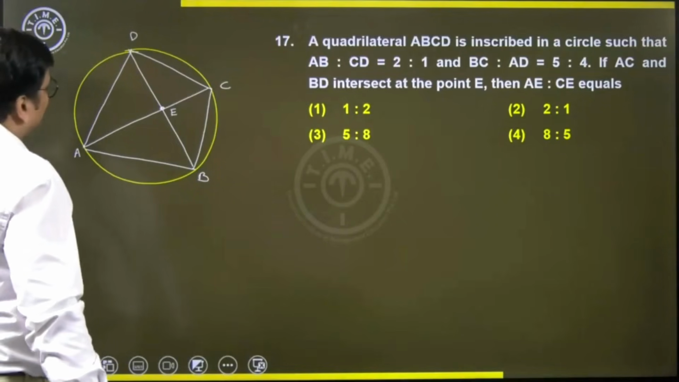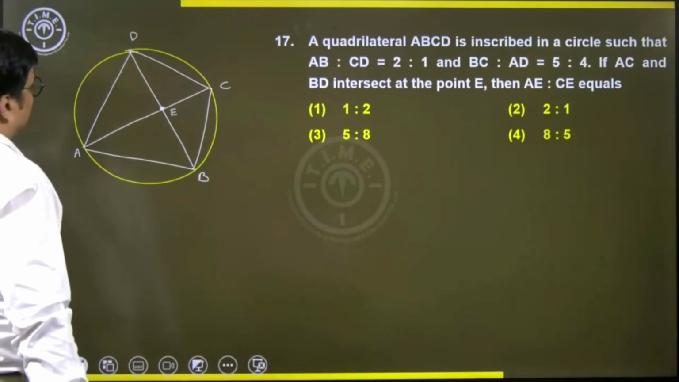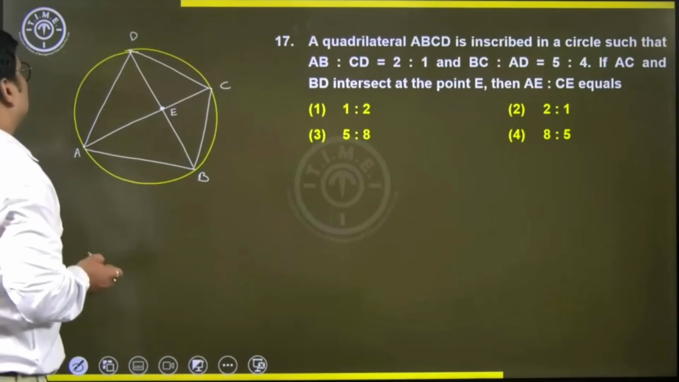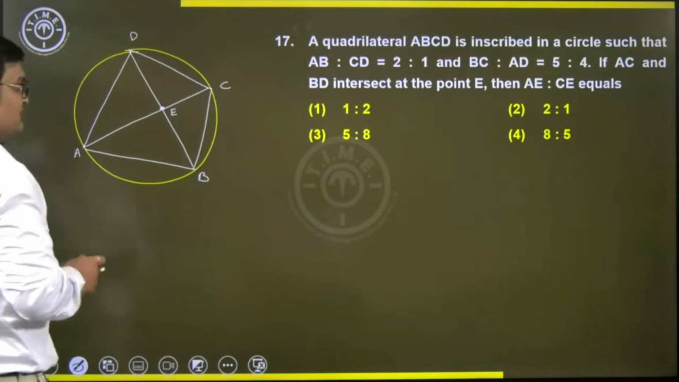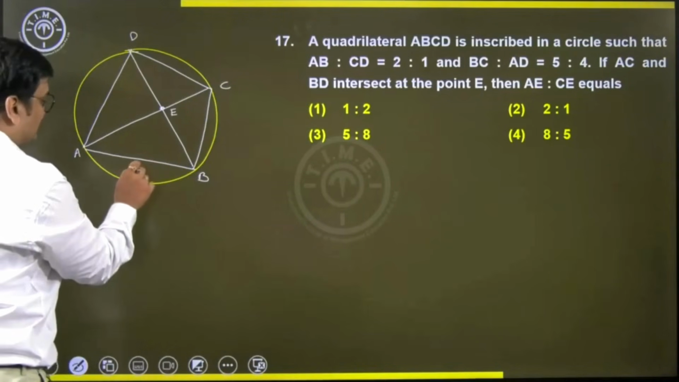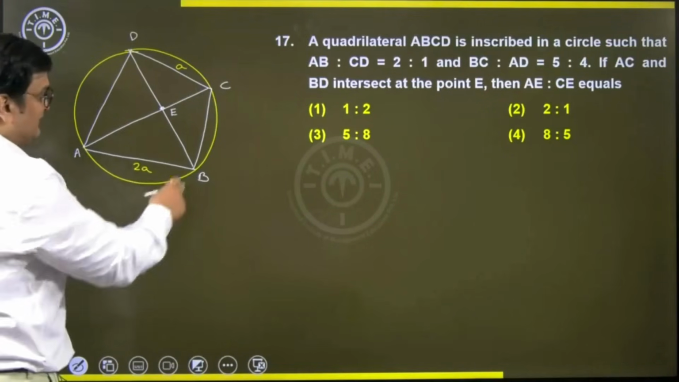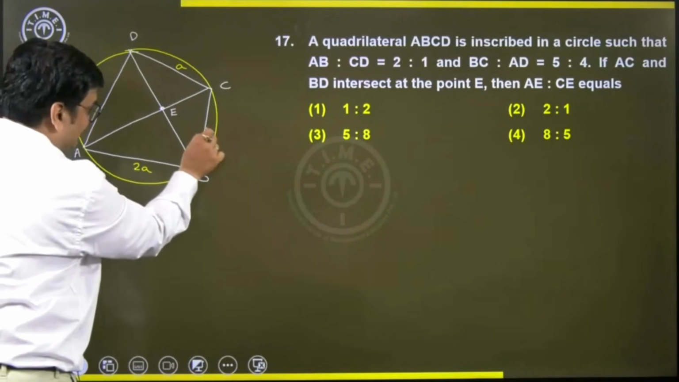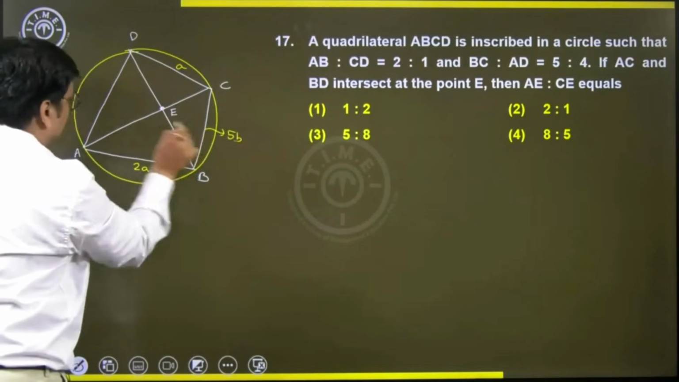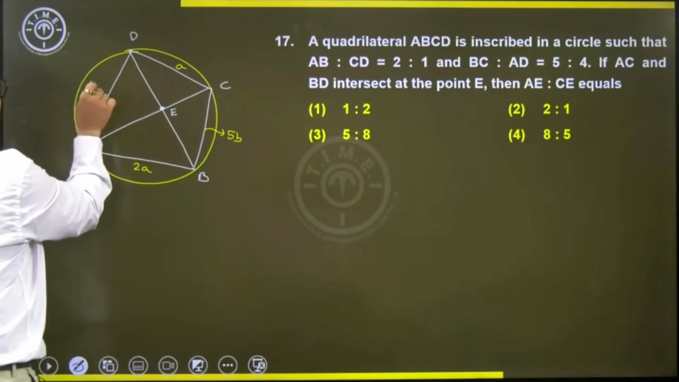AE is to CE. Okay. Alright, observe, I'll just write down some values here based on the ratio that we have. So if this is 2A, this is going to be A units, right? And if this is 5B, this is going to be 4B, correct? I'll just write that down.